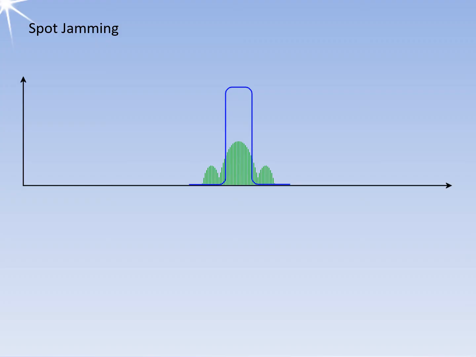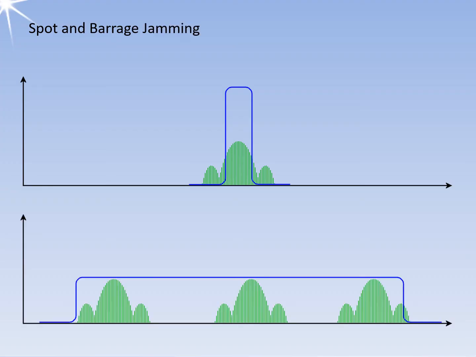Spot jamming is concentrated power directed toward one channel or frequency and is usually quite effective if the radar cannot use frequency hopping. Barrage jamming, sometimes called splash jamming, is where a single wide bandwidth transmitter is used to jam a specific range of adjacent frequencies.